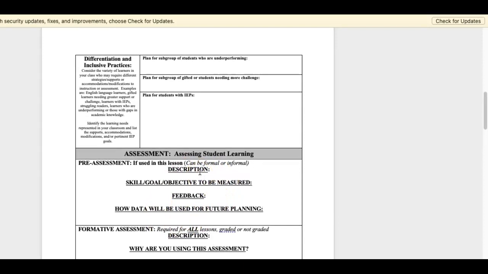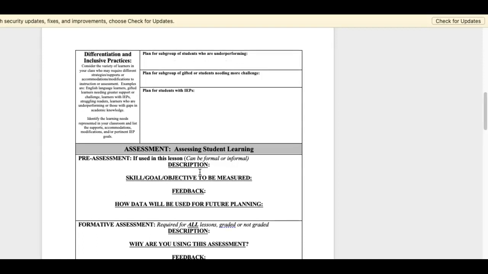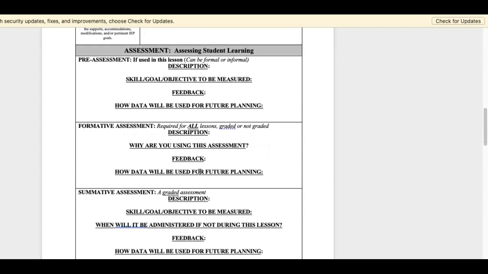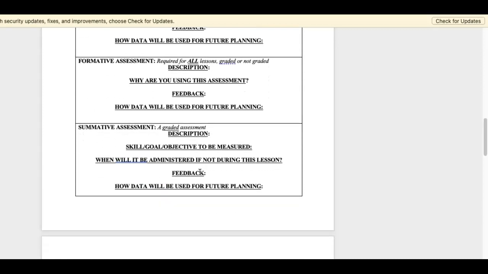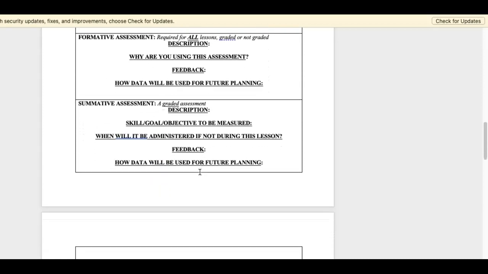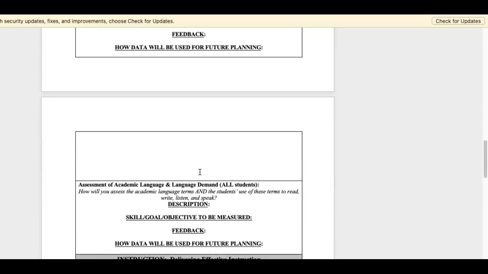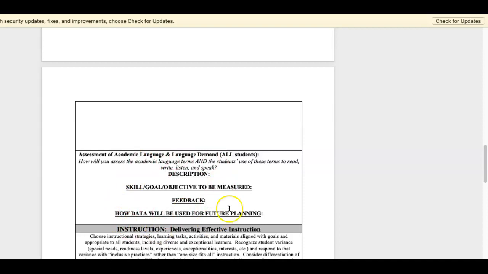Pre-assessment, which could be the assessment that you've already given. A formative assessment, what you're doing as you're teaching. How do you know they're understanding? Your summative assessment, how do you know they grasp that topic? And how will you assess the academic language and language demand?